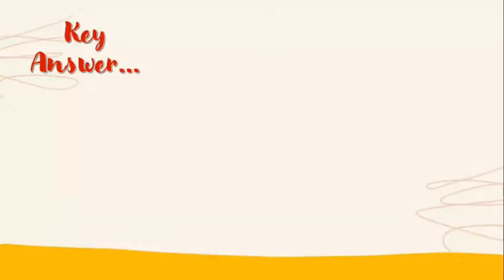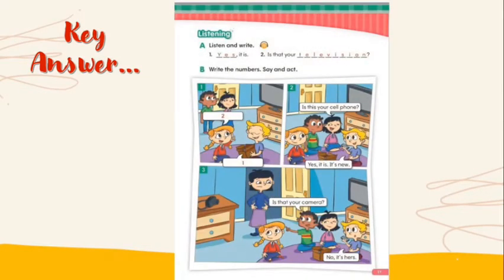Okay, so now let's check the answer together. So, the first blank here, what is the question? Is that your television? And then what is the answer? Yes, it is. Okay, so is your answer correct? Wow, good job everyone. Now let's read the dialogue together and then can you repeat after me?